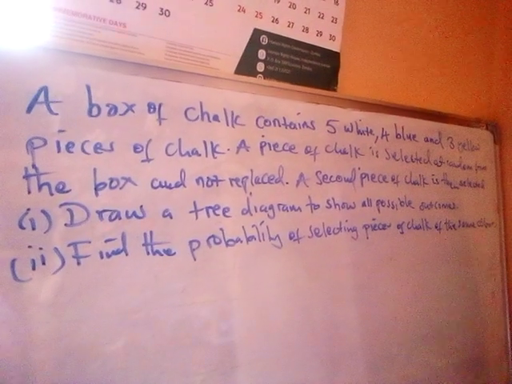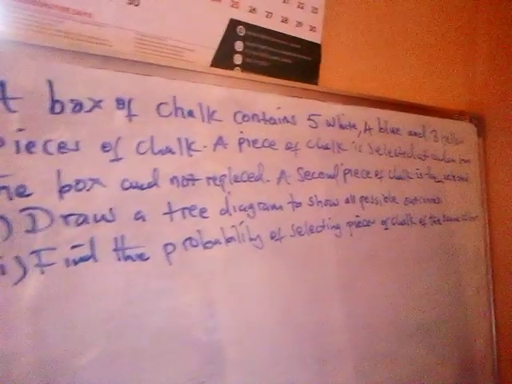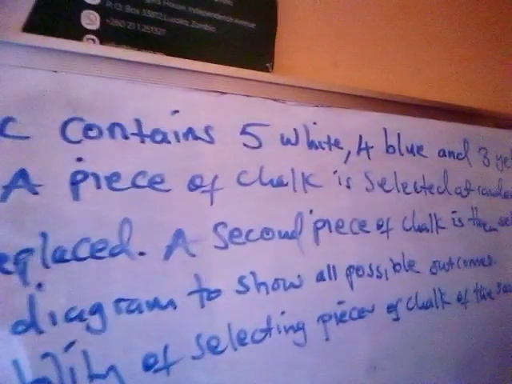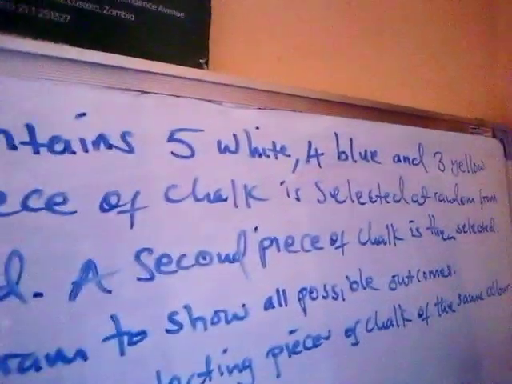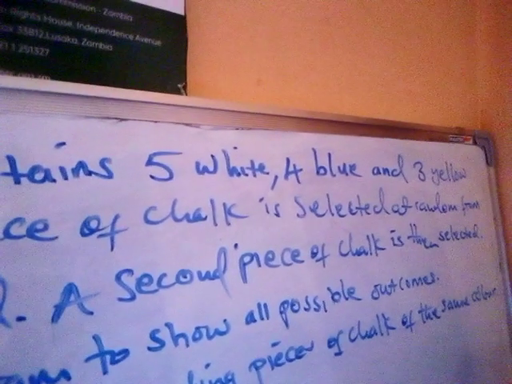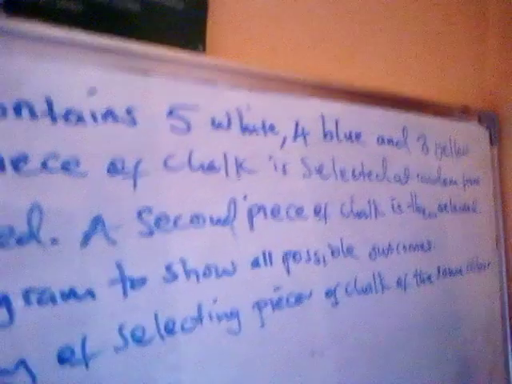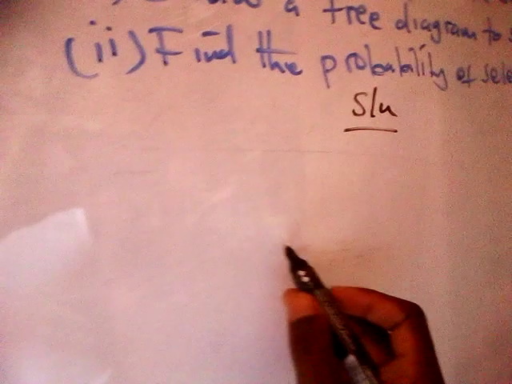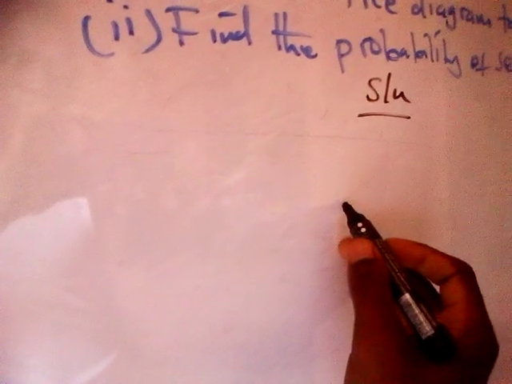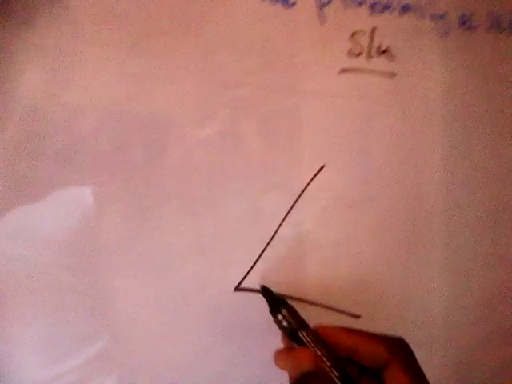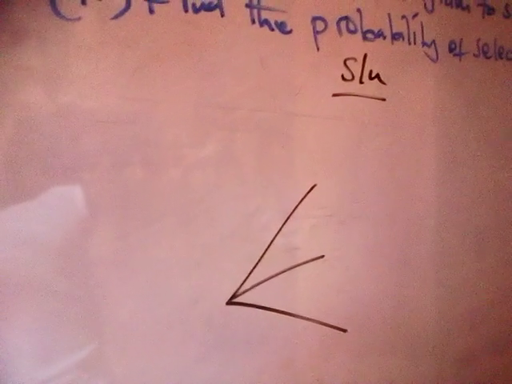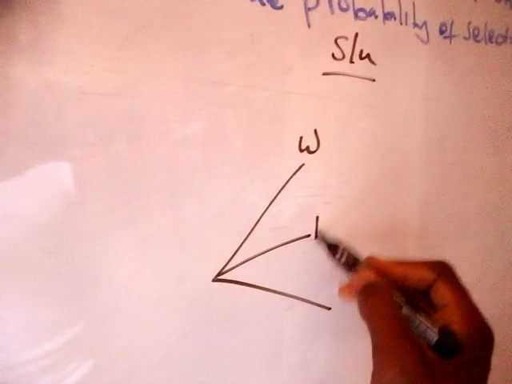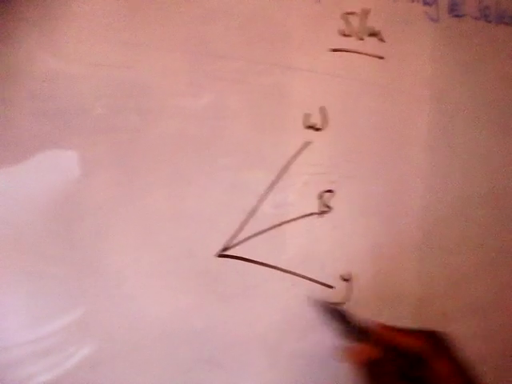Now remember, as we draw this tree diagram, we see that the tree diagram will have 3 branches. That is to say, it will have the white, the blue, and the yellow. Let's see how we go about this particular question. The solutions. So we're going to draw this particular tree diagram, and it will look like this. It will have 3 branches: the white, the blue, and the yellow.